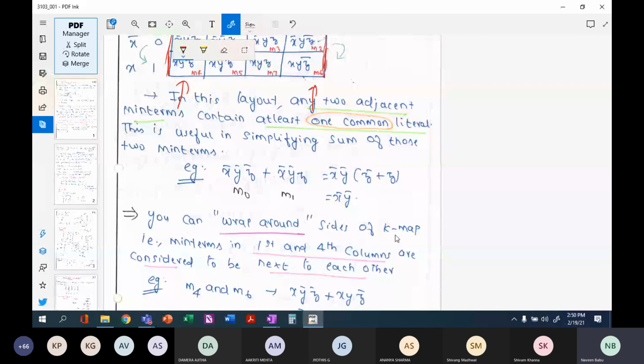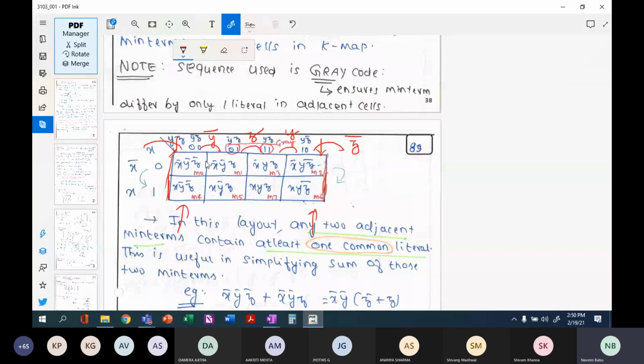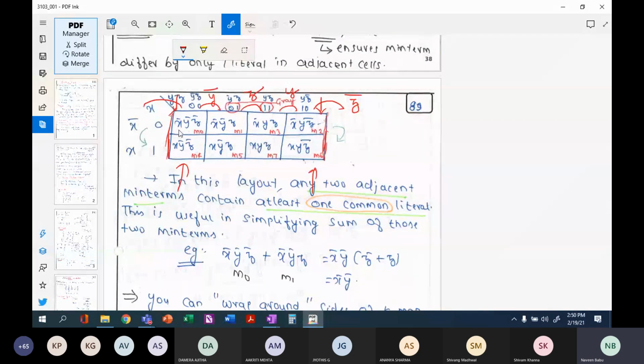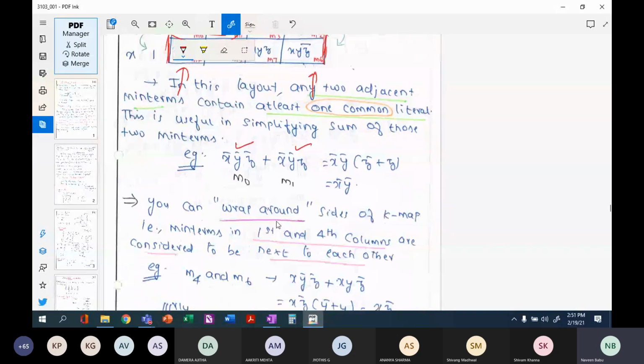Why are we using this grayscale sequence? Because that will simplify our K-map very easily. For example, let us take these two cells. This cell corresponds to X bar, Y bar, Z bar. This cell corresponds to X bar, Y bar, Z. These are minterms M0 and M1. You take X bar, Y bar common, you will have Z bar plus Z, which is nothing but 1. So these two can be combined and just written as X bar, Y bar. That is the advantage we get when we are using this grayscale.